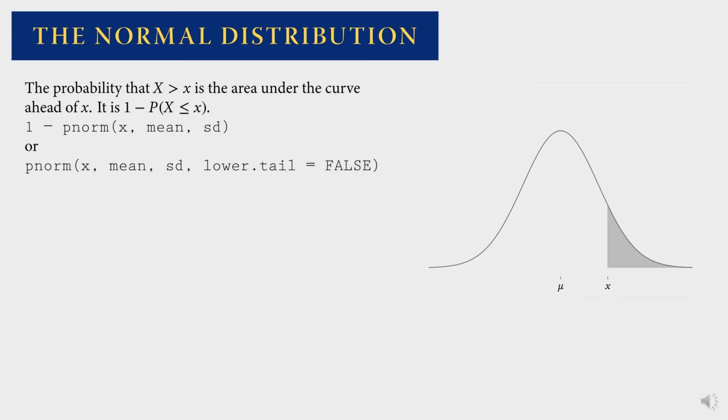The area ahead of x can be found using 1 minus pnorm. You can also set lower.tail equals FALSE in the pnorm command. They give the same result, but sometimes this one is more accurate for really small areas. Like if this one gives 6 times 10 to the negative 85th, this one might give 0 because 6 times 10 to the negative 85 is so small, but it doesn't really matter in practice which one you use.